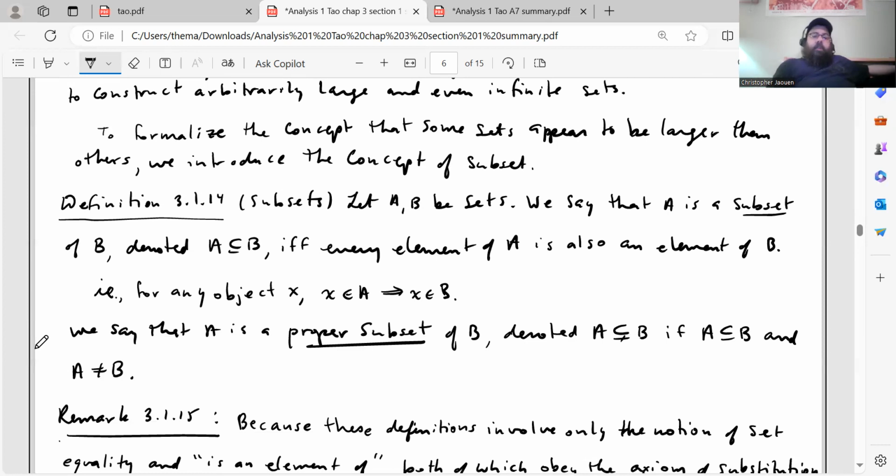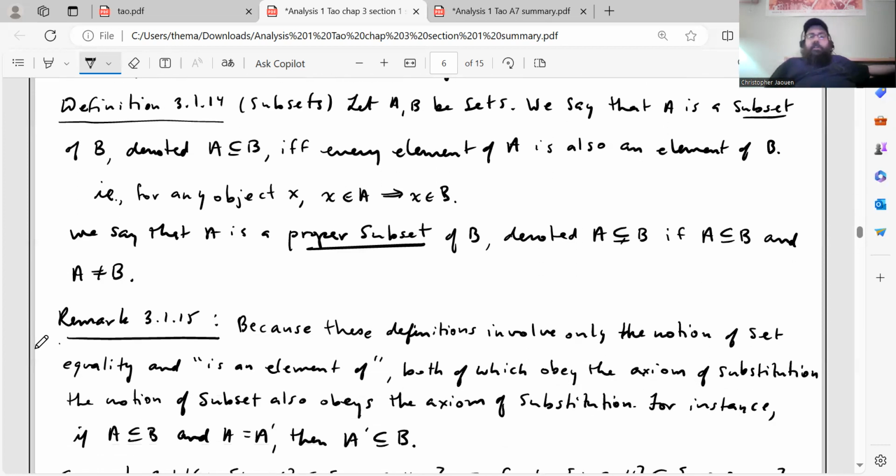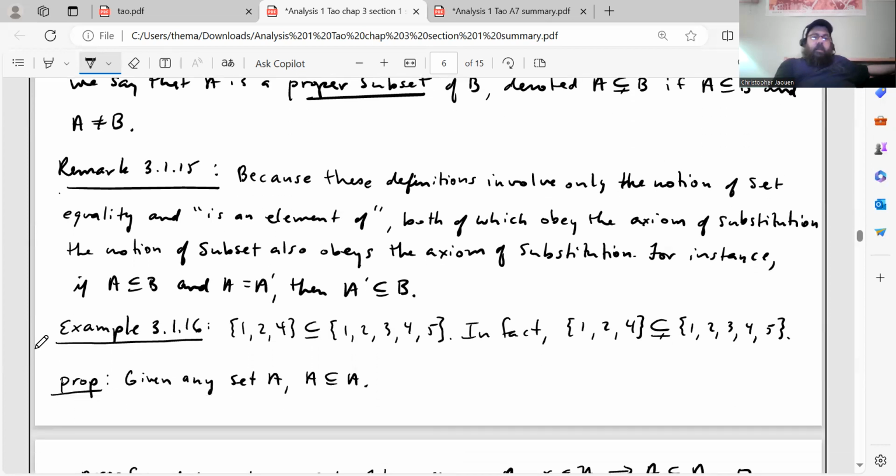And we say that A is a proper subset of B, denoted by this symbol here. So this is read A is a proper subset of B if A is a subset of B and A is not equal to B. Right, so that's our definition of subset.